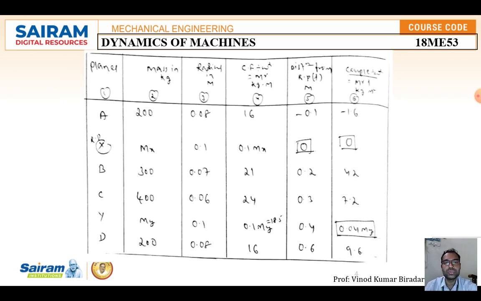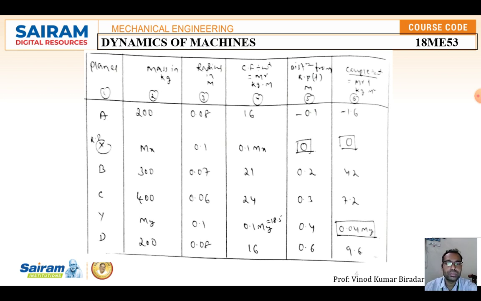Now the centrifugal force, that is the fourth column, is m into r, the formula is there. Just multiply 0.08 into the mass 200, and you get 16, then 0.1 mX, then 0.07 into 300 is 21, 24, 0.1 mY, and 16. Just multiply the mass into the radius, and whatever value you get, put it here.